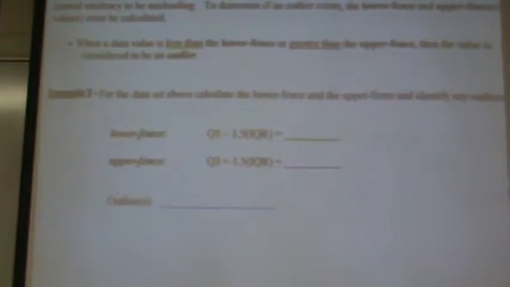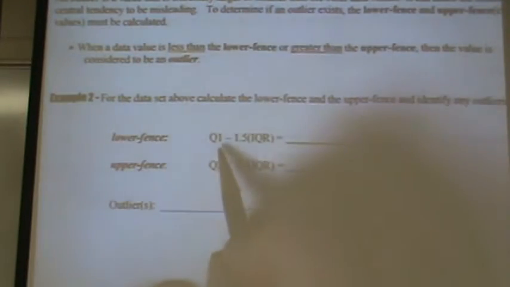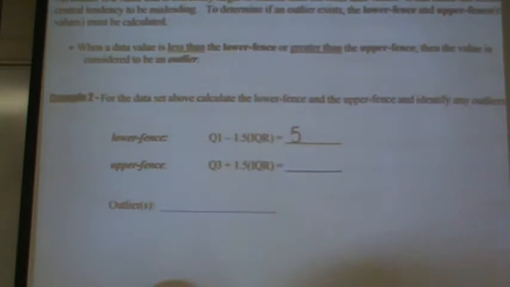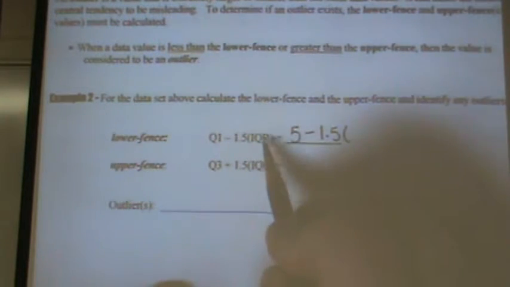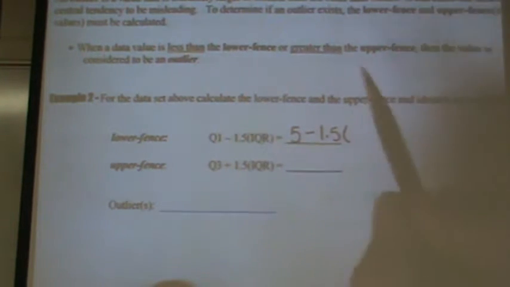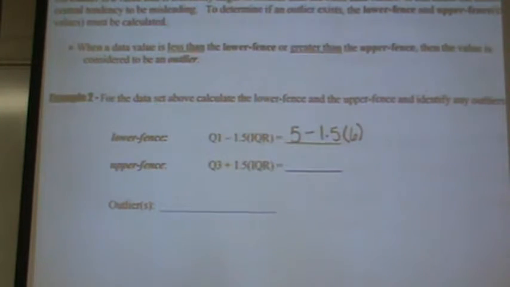So to find the lower fence, we take our Q1 value. In this case, our Q1 value was 5. And we're going to subtract 1.5 times our IQR value. And we found our IQR value to be 6. Where do you get 1.5? Oh, it's just the given equation that you're multiplying by 1.5.